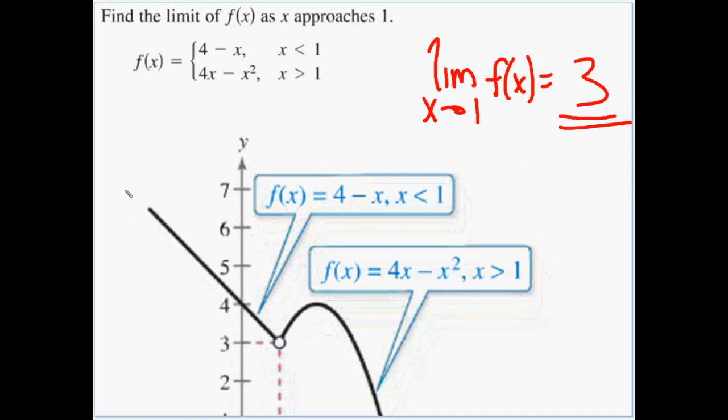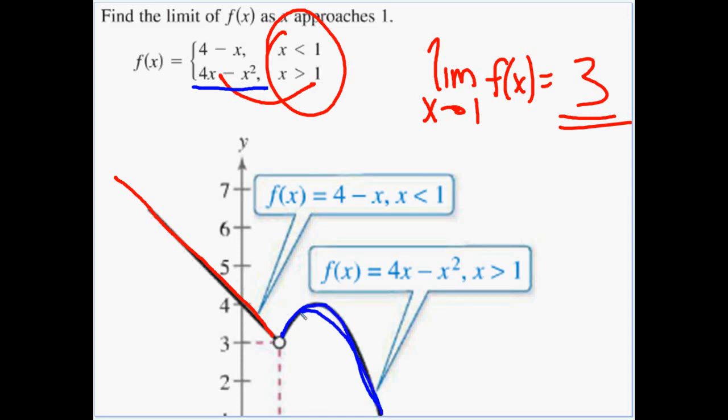Now, as we approach x is 1, we're going to jump to the other function. The other function, 4x minus x squared, is a downward opening parabola. Notice that the red negatively sloped line left off right where the blue upside down parabola starts. So they both were approaching this same hole. That hole is a height of 3 on the y-axis. That is our limit. Excellent.